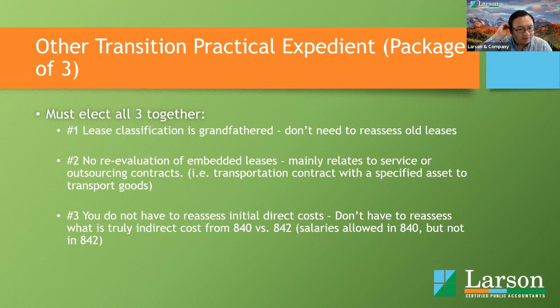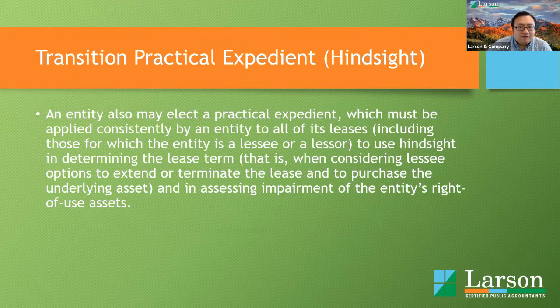Number 3 is you do not have to reassess initial direct costs. So if you had paid commissions or legal fees and those initial direct costs, you don't have to go back and say, well, what is truly indirect? You can just ignore those that were paid before, and simplify the transition here. Again, you do have to use all 3.